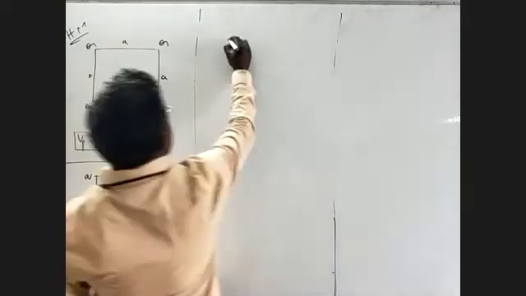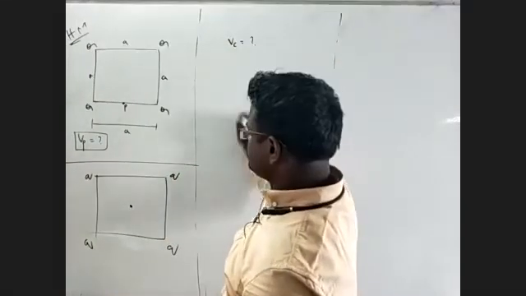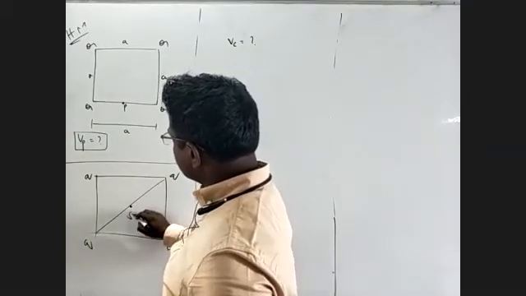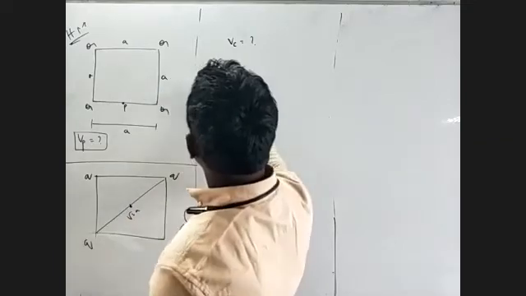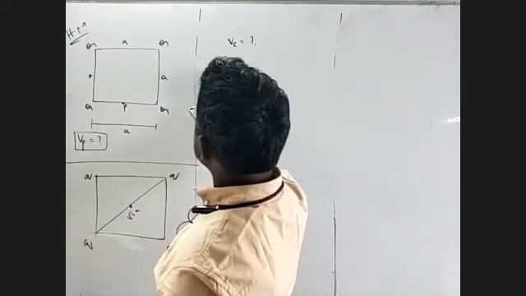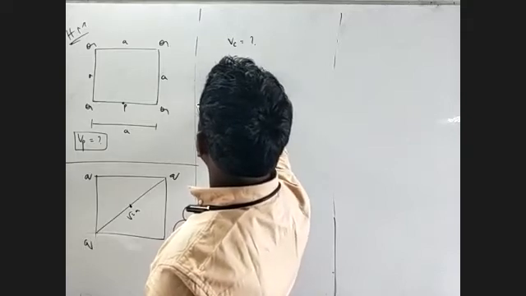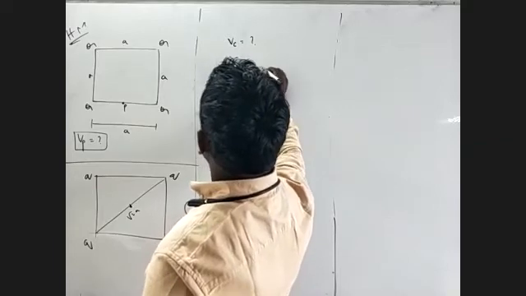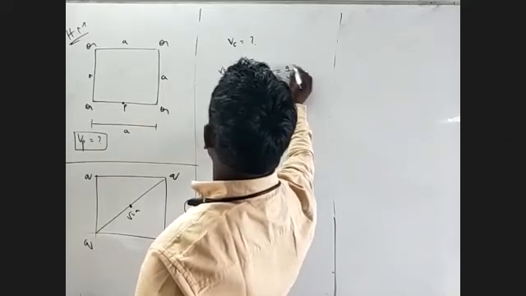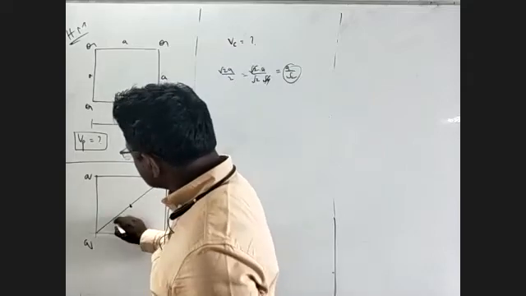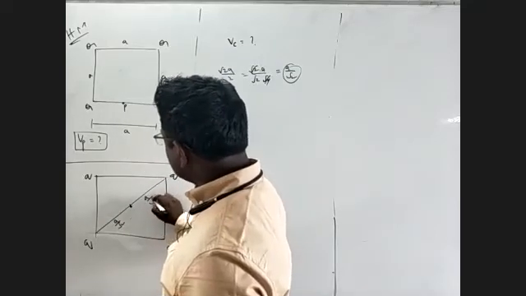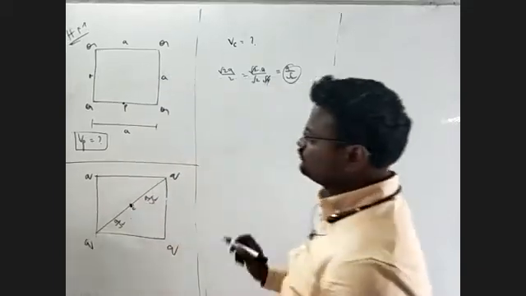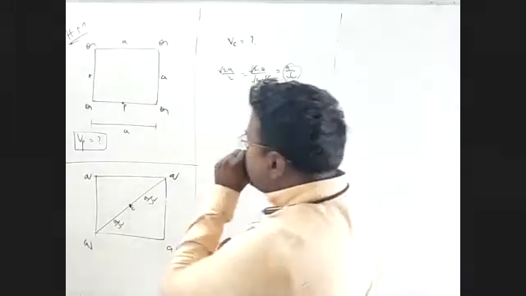Relative potential at the center point. From here to here is root 2 A, so at this point it is root 2 A by 2. The roots cancel each other, and that is A by root 2. This is A by root 2, and this is the center point. From here to the center point is A by root 2.